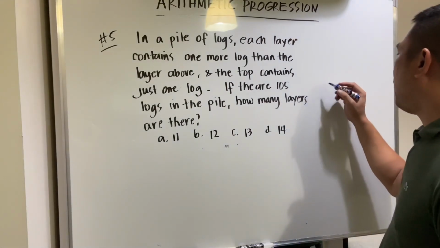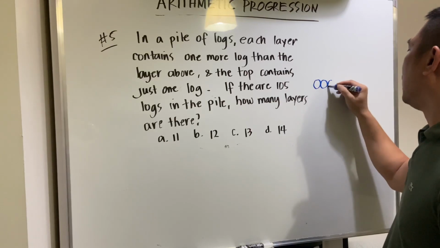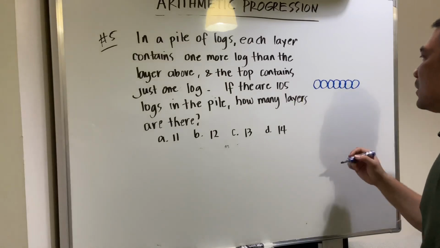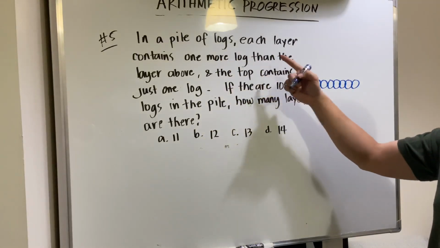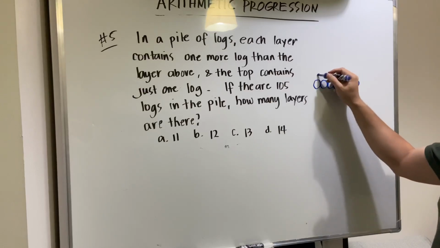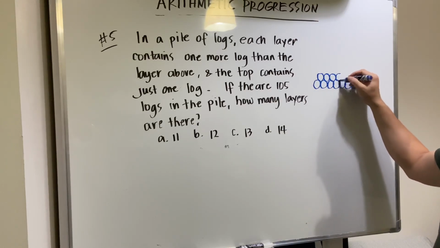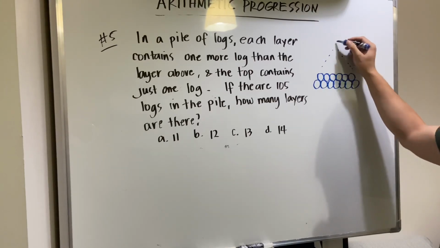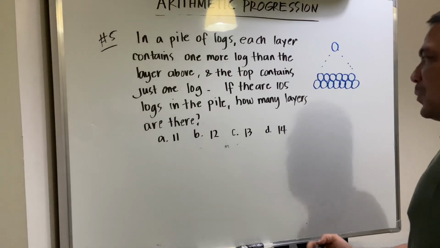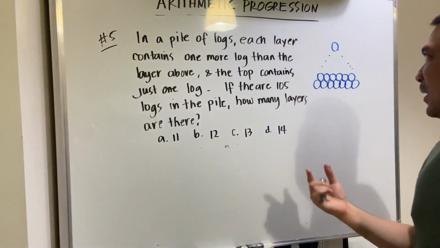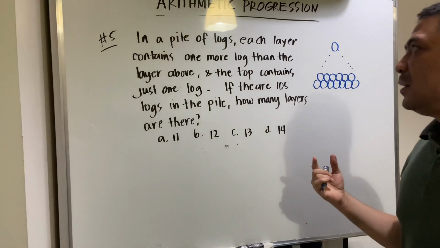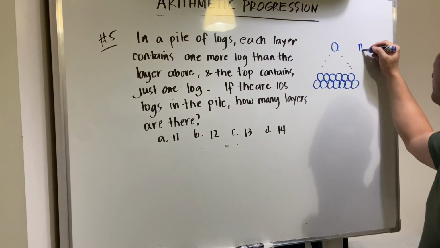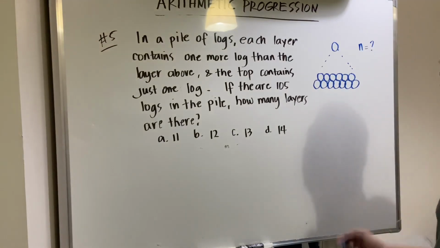So meron daw pile of logs. Okay. So it says here, each layer contains one more log than the layer above until such time that the uppermost layer contains just one log. Okay. So in this problem, we are asked to find how many layers are there. So how many layers, that means in terms of arithmetic progression, we are asked to find the value of n, which is the number of layers.